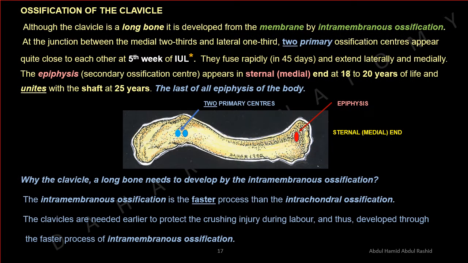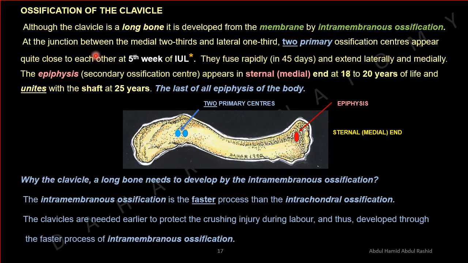Ossification of the clavicle. Look at the diagram. This is the medial end, also called the sternal end. This is the lateral end, also called the acromial end. This is the medial 2/3 of the clavicle. This is the lateral 1/3 of the clavicle. This part is the junction between these two. Although the clavicle is a long bone, it is developed from membrane by intramembranous ossification.